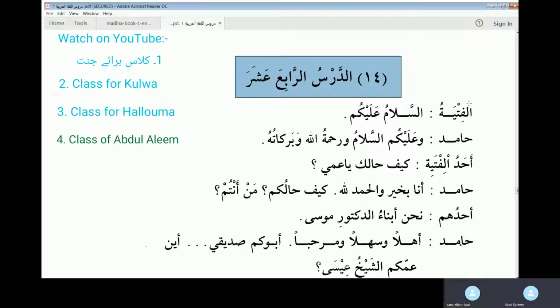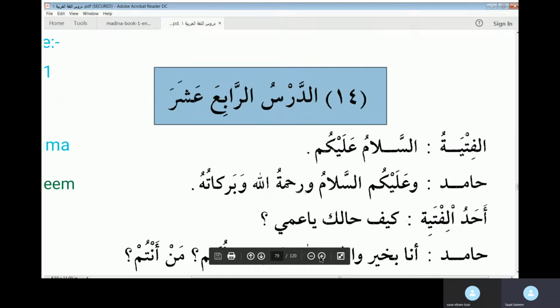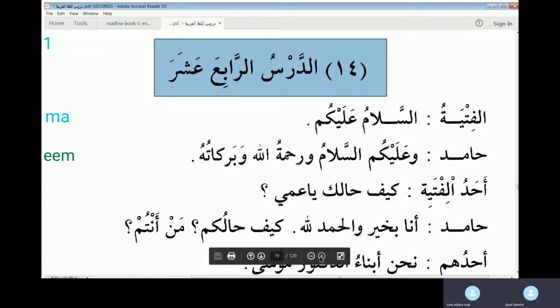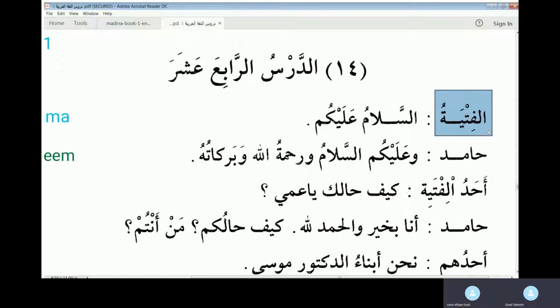Daroos-ul-Lughat-ul-Arabia. Okay. So Al-Fityatu, the young men are speaking now and one is saying Assalamu alaikum, peace be unto you. What is the meaning of Al-Fityatu? Young men. It is a plural word. Hamidun, Hamid is speaking now, and he will reply. Hamid is speaking and you are Al-Fityatu.